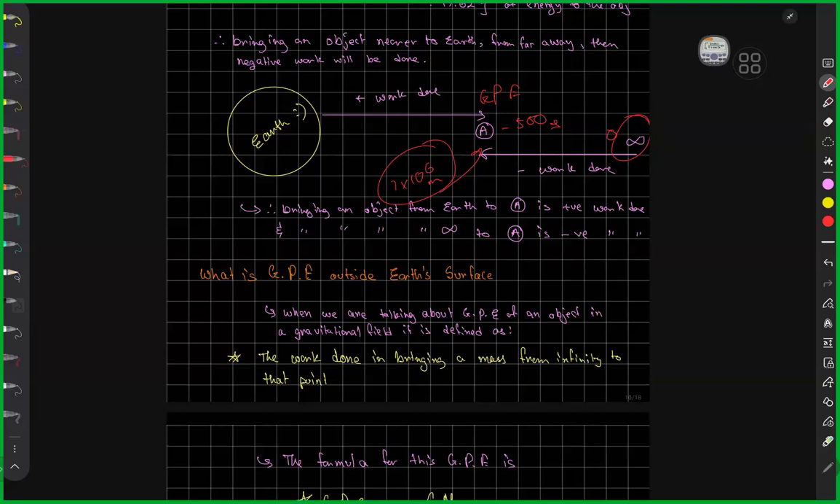So, what is the GPE? The work done in bringing the object from infinity to this point. Okay. And what is that work done? Minus 500. Because energy was lost. That is the GPE, my friend. That is how we defined it. So it is the energy lost in bringing the object from infinity to a defined point. It can be this, any point, doesn't matter. Okay? So that is how we define GPE.